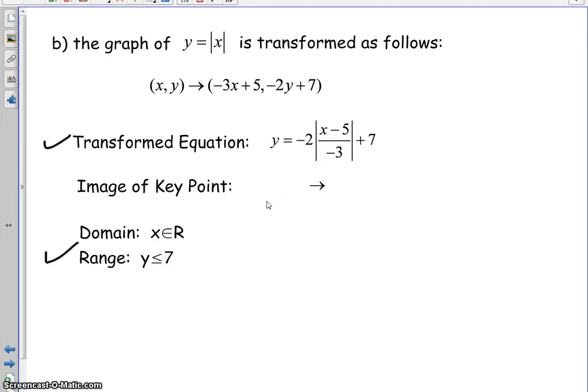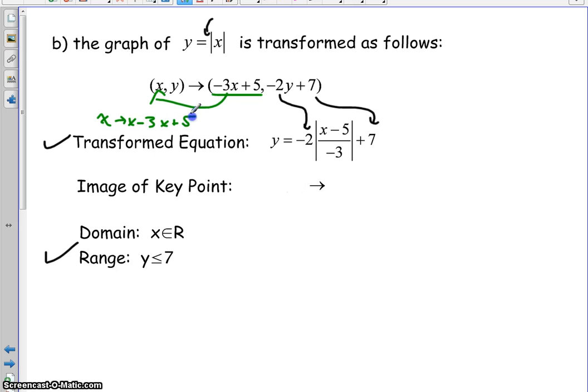Okay, just let you check your answers here. So where did this all come from? Looking at my mapping rule here, which was given to you, the negative 2 and the plus 7, that should be pretty clear. It happens outside your parent function here, or outside the absolute value of x. As for what happens inside here to x, I look at the inverse. So I have x times negative 3, then plus 5. So in the inverse, I subtract 5 first, and then divide by negative 3.